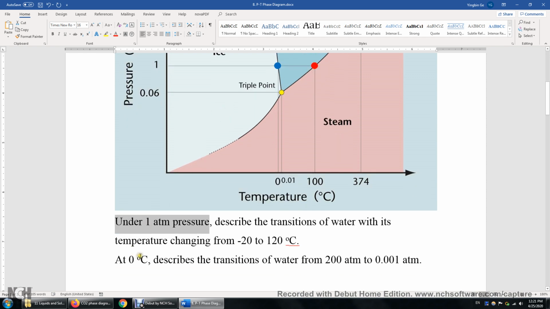And then at 0 degrees Celsius, describe the transitions of water from 200 atm, that's very high pressure, to 0.001 atm, that's very low pressure. So first, the temperature is constant. So we need to look at 0 degrees Celsius. This vertical line gives you a constant 0 degree Celsius temperature.